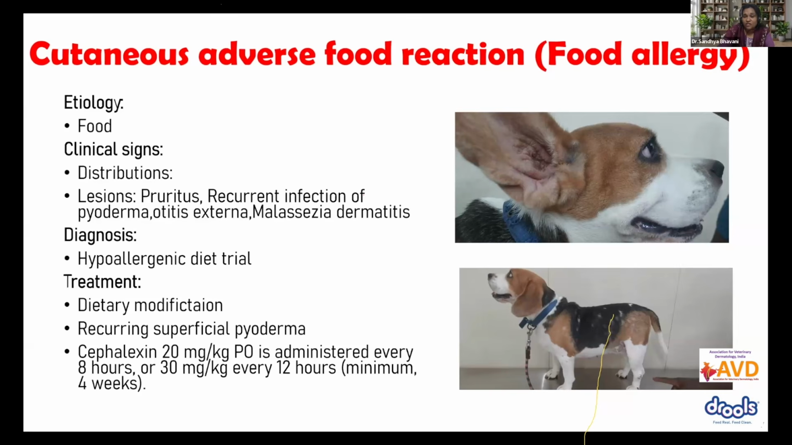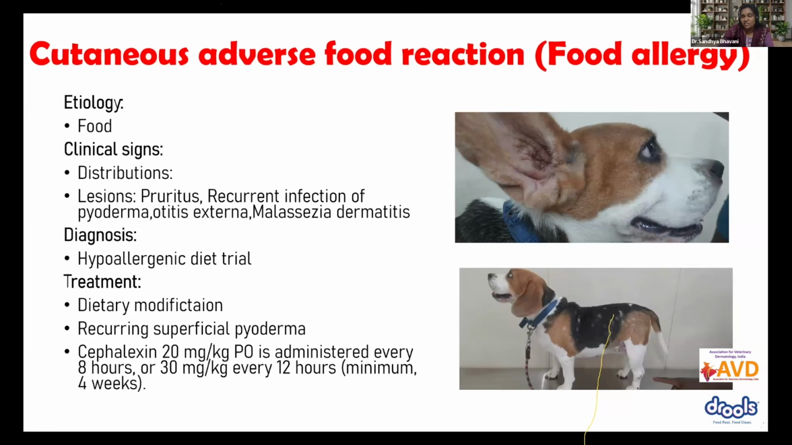So you have to stop all the regular diets and go for one novel protein and one carbohydrate source. You can go for such type of food. Ask the owner to strictly follow the diet, and after that you will see an improvement. If it is a food allergy, after about 8 weeks you can see an improvement. After 10 or 12 weeks, you can go for re-challenging with the previous diet. You check for any lesions, whether new lesions are developing or itching is developing. If it is developing, the lesion is because of the previous food.